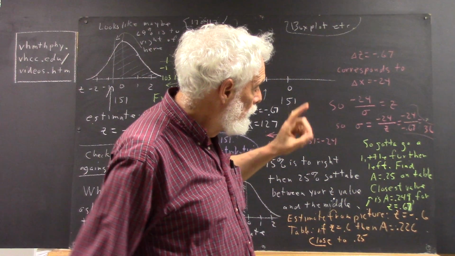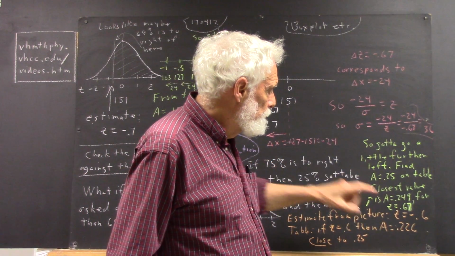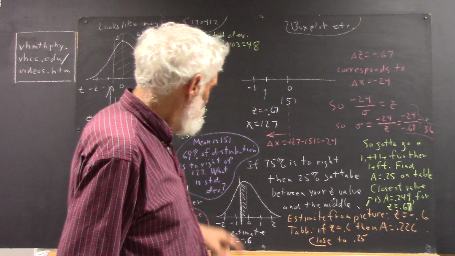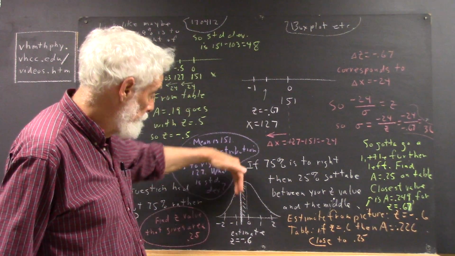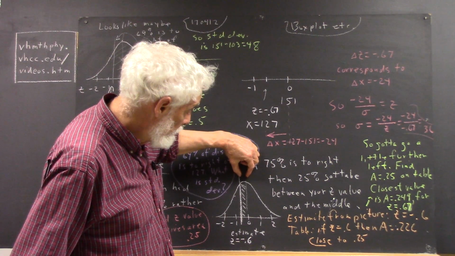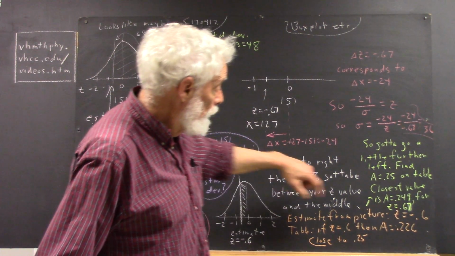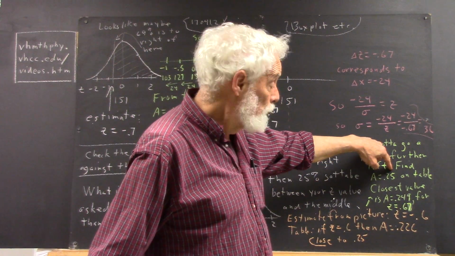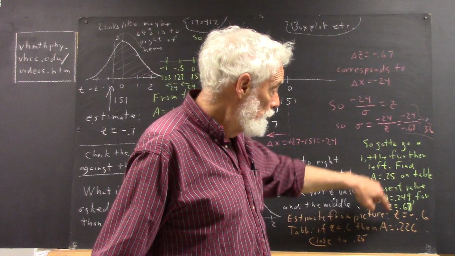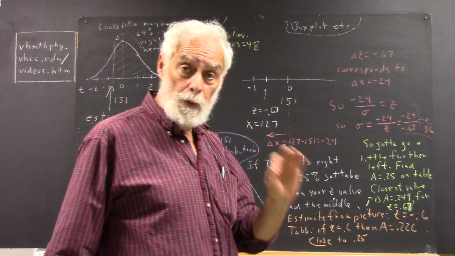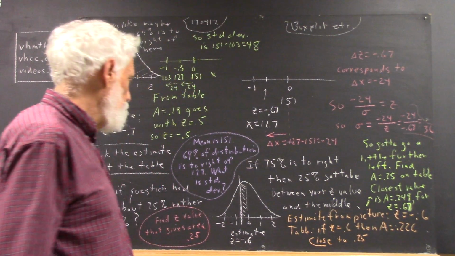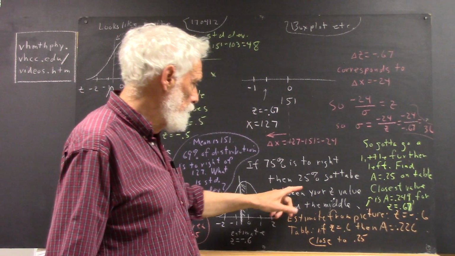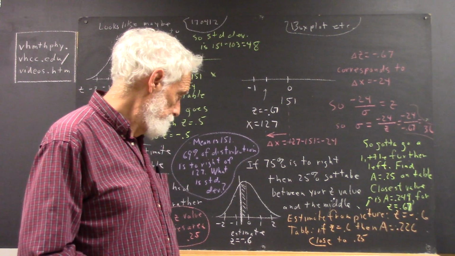Okay, again, we need 25% here. We want 75% to be to the right of this, so we have to have 25% here. So we look up area 0.25, 25%, and we find that z is about 0.67. So there's our z value that corresponds to the condition 75% of the curve is to the right.